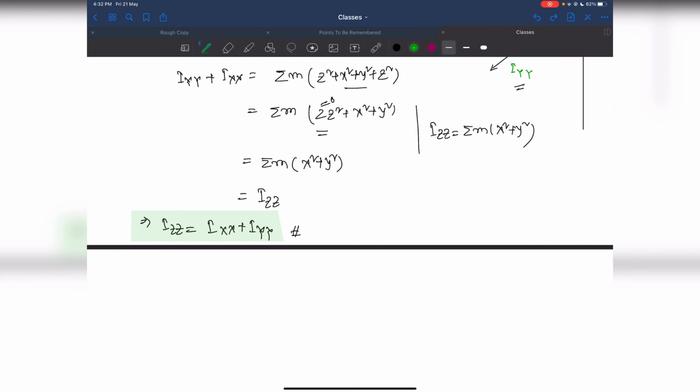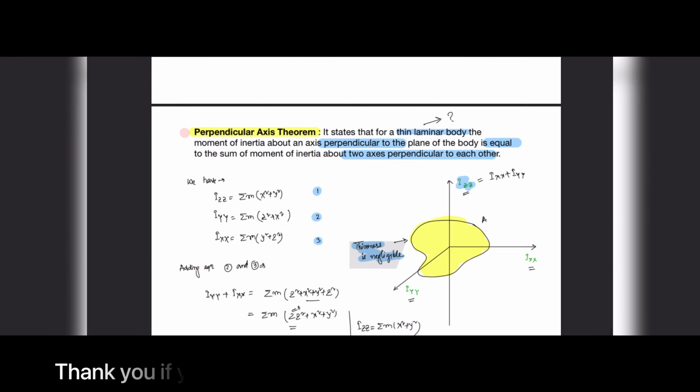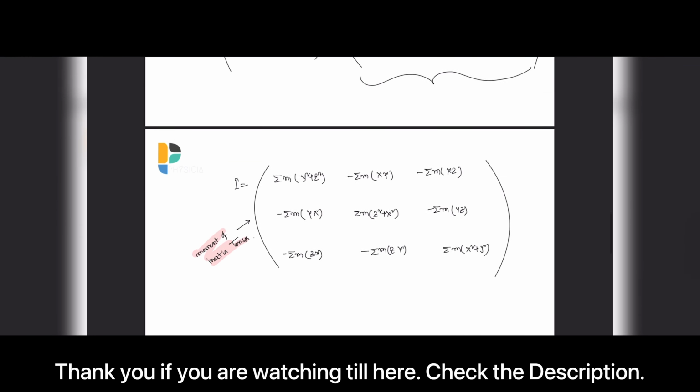So this is the perpendicular axis theorem, and by this we have successfully completed all the 3 contents, and it is a very lengthy video after all.